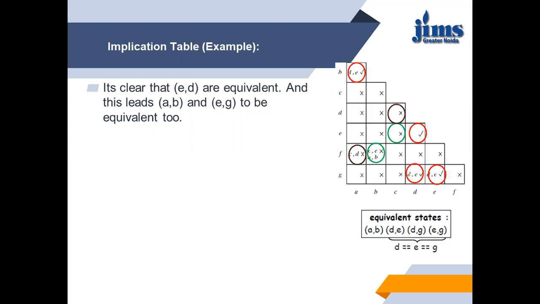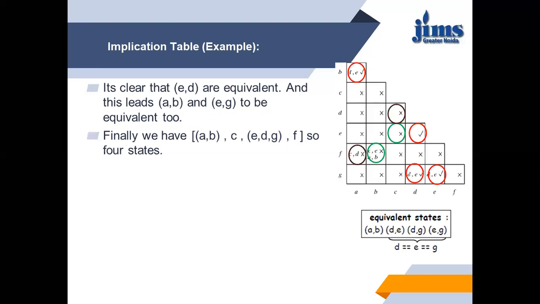So we are left with the state A comma B that can be merged. DE, DG and EG, D comma E comma G are equivalent states. So finally we have A comma B that can be merged. There is no combination of C, so C will be as it is. E, D and G are same, and there is no matching of F, so F is as it is. So we are left with 4 states.